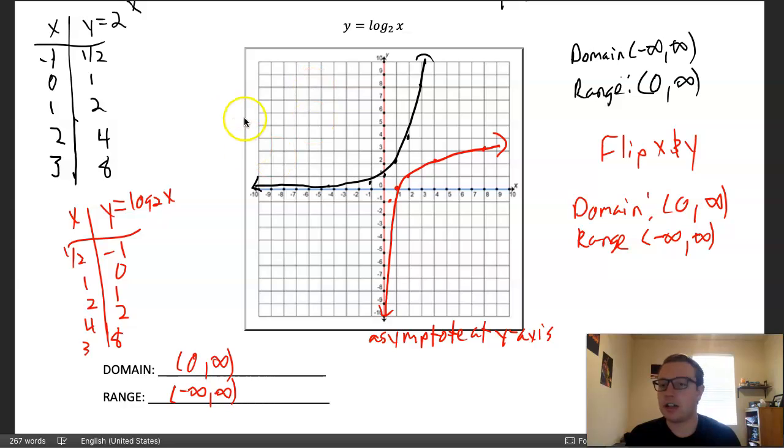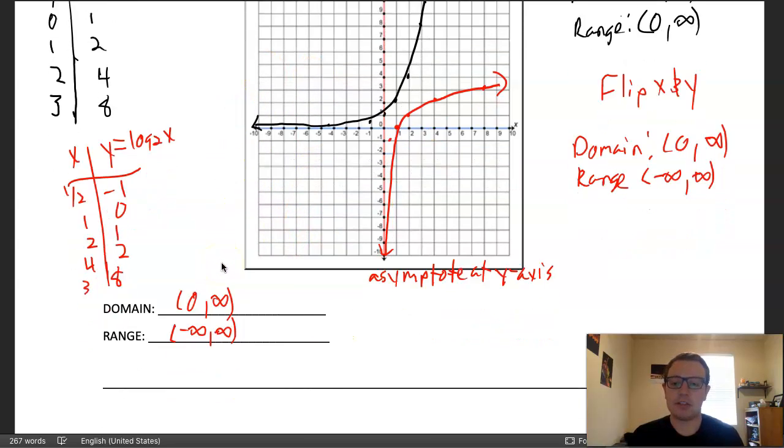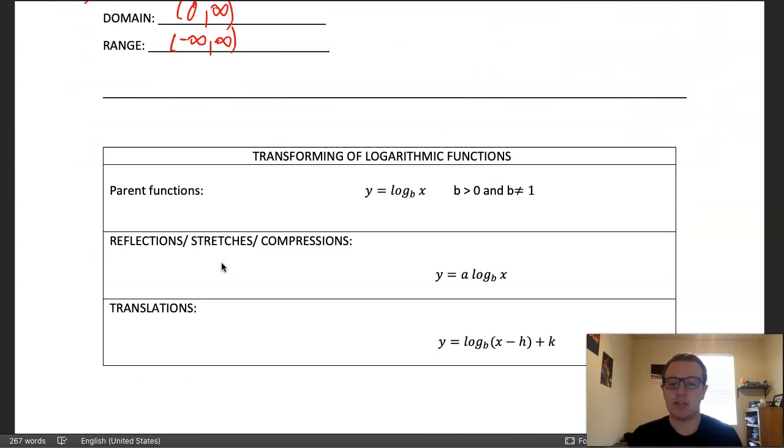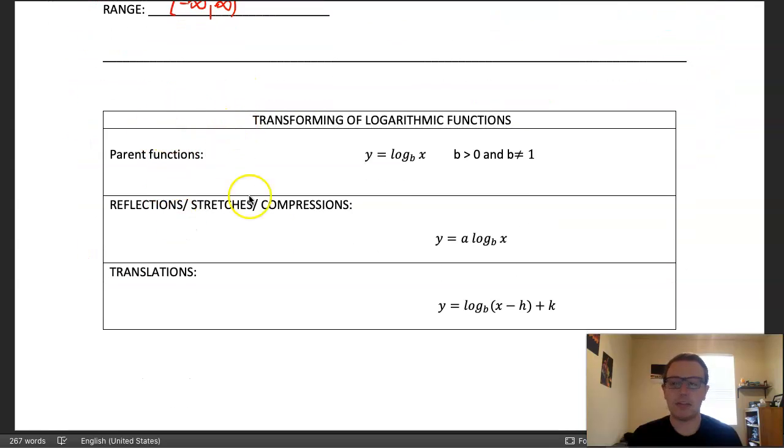Okay. So that's what a logarithm looks like. That's what the graph looks like. Just like with the rest of the functions we've been looking at, we can transform it. We can move it up and down, we can stretch it, we can move it left and right. In this case, the parent function, or the most basic form we're looking at, is y is equal to log base b of x. Now if we're doing reflections, stretches, and compressions, that's going to be the a value here.